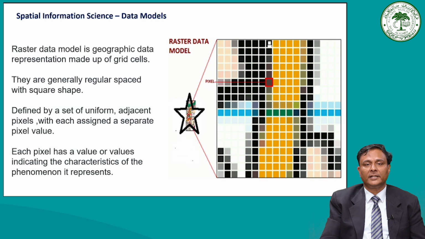So the raster data model is one of the variants of the field-based model of geographic data representation. These are made up of, as I am saying, grid cells. They are regularly spaced, generally square in shape, usually defined by a set of uniform adjacent pixels, each assigned a separate pixel value. Each pixel value indicates the characteristic of the phenomena. There can be two kinds of them, either discrete or continuous.